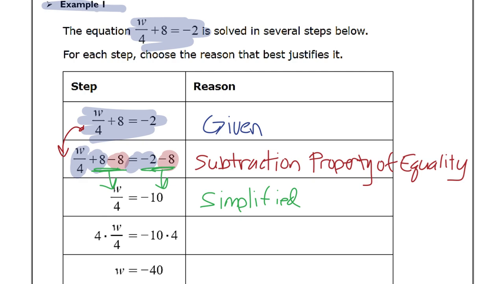Now, again, just highlighting, we have w divided by 4 and negative 10 equals, so again, we still have that right there. The difference, what's being added to this, let's do a different color. We're noticing that we have this times 4 to both sides, which is just the multiplication property of equality. So it's multiplication.